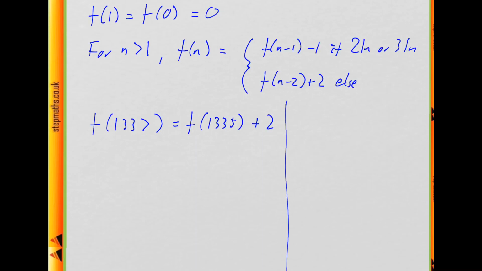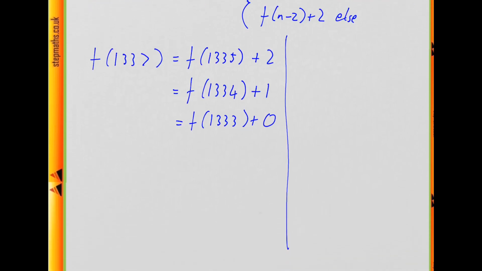What's going to happen next? Still not divisible by 2, but it is divisible by 3. The digits add up to 12. So therefore we use this rule, we decrease this by 1 and decrease this by 1. So we get this. This is even, so we use the first rule again to get this.